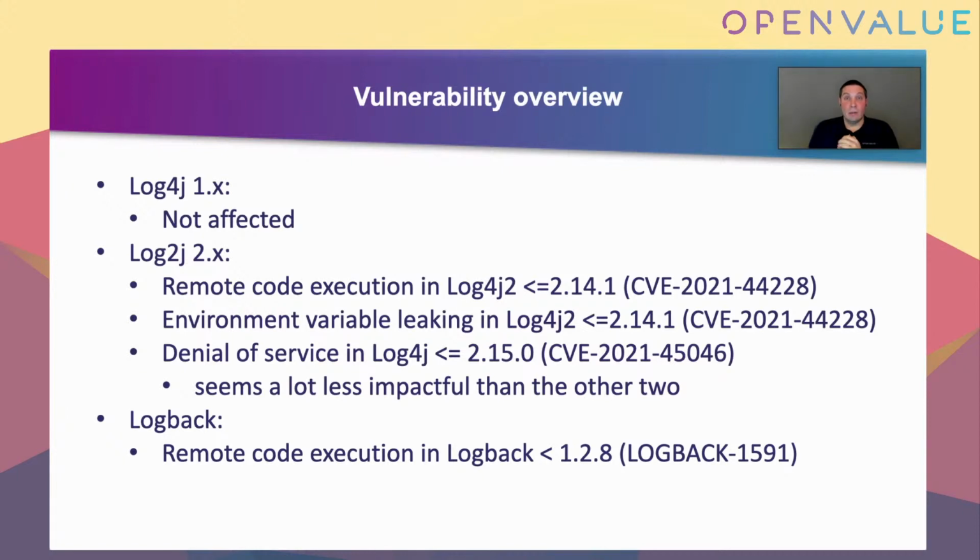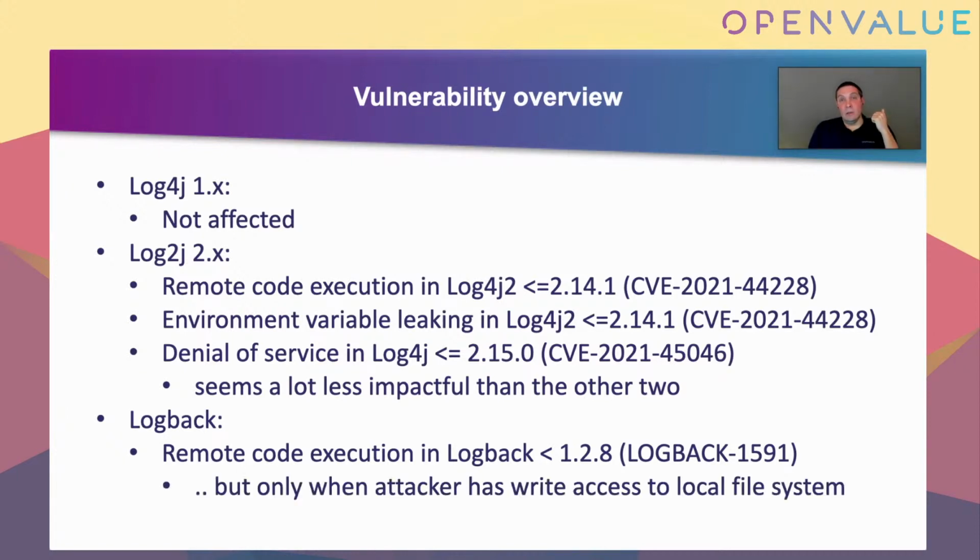And then a vulnerability in Logback was discovered, but here it's only in the Logback configuration file. So in order to exploit this, an attacker needs to have write access to the local file system of the application, which is, I'd say, a lot harder to exploit, because you already need write access to the file system. It's a lot harder to exploit than the Log4j vulnerability.